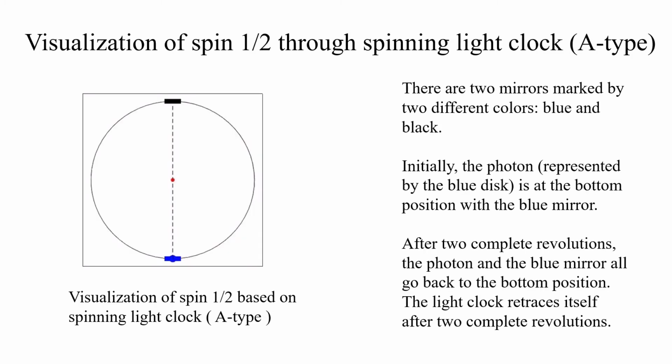This is a visualization of spin half through an A-type spinning light clock. Initially, the photon here is at the bottom position with the blue mirror, and then the clock starts spinning. Here we can see we will first have half a revolution. Half revolution. Next step, we will have one complete revolution.